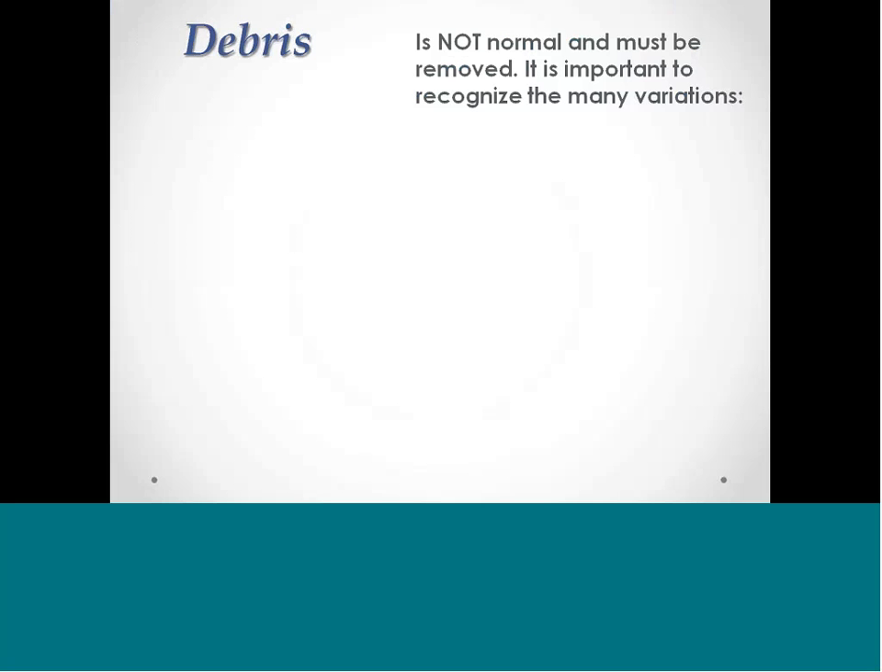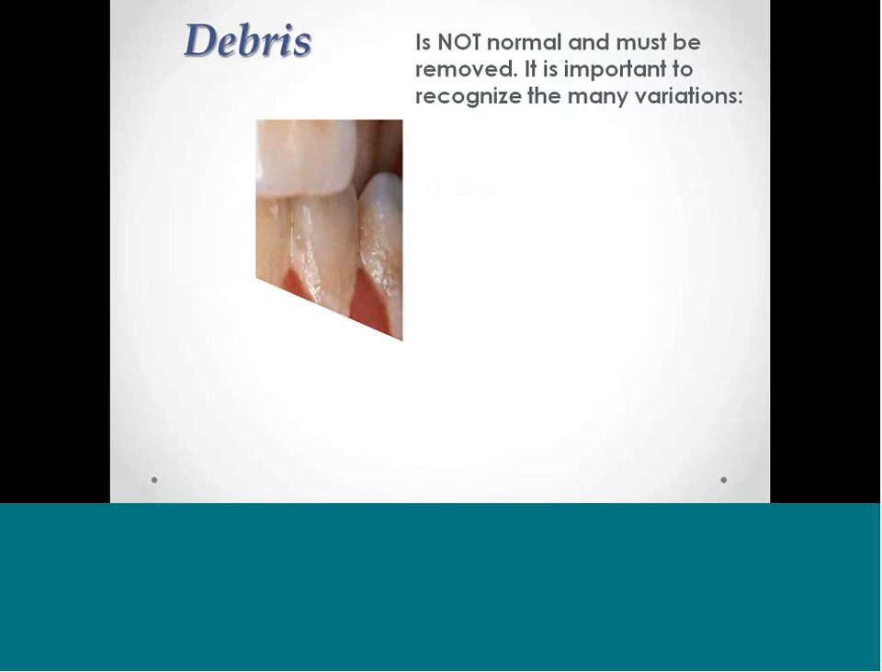The first step in the oral health assessment is to determine the type and amount of debris present. The presence of debris is not normal, but is often seen and must be removed on a regular basis. There are three main types of debris.